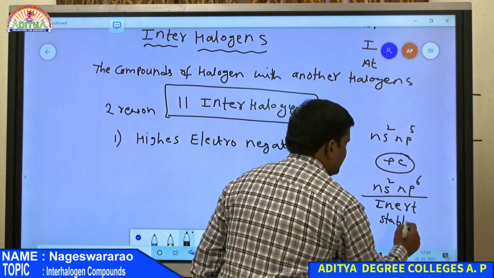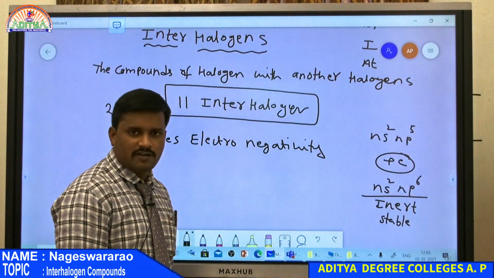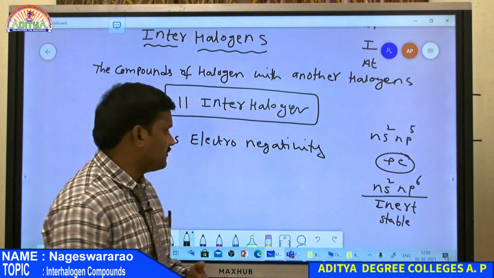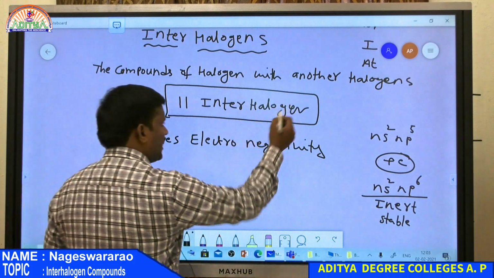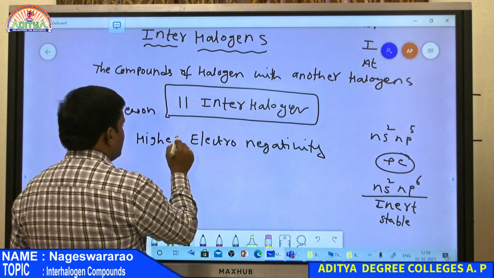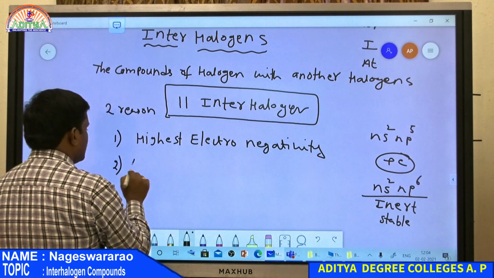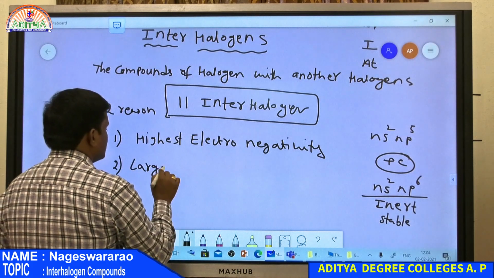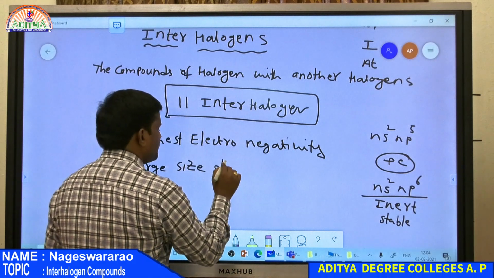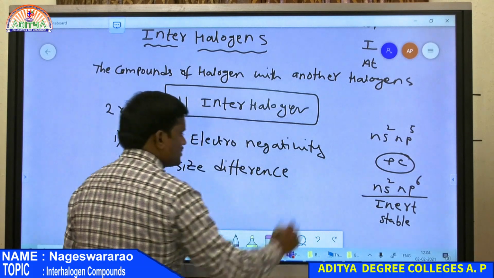That is why halogens always have high electronegativity. They always attract electrons towards themselves. Therefore, these form interhalogens. So the first reason is that they have the highest electronegativity, and the second reason is that there is a large size difference between the halogens. So these are the main reasons.